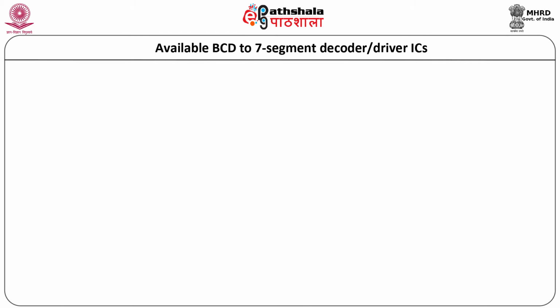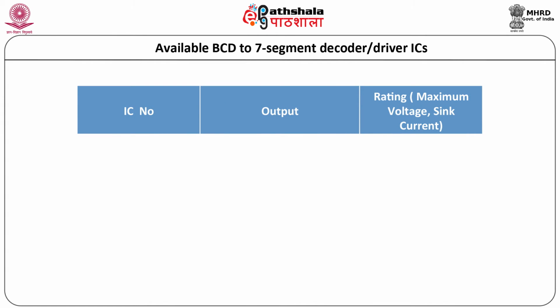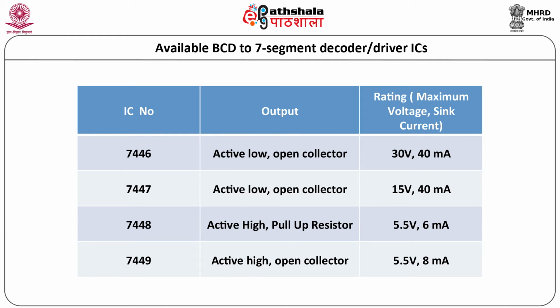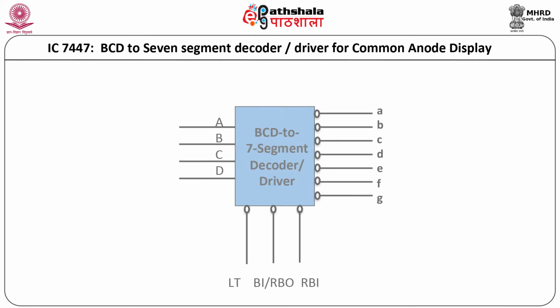Let us look at the commercially available BCD to 7 segment display driver ICs. IC 7446 and 47 have open collector outputs and the decoder requires active low output to drive the common anode configuration of 7 segment display, whereas IC 7448 is recommended for driving common cathode display. IC 7447 is a BCD to 7 segment decoder with driver.